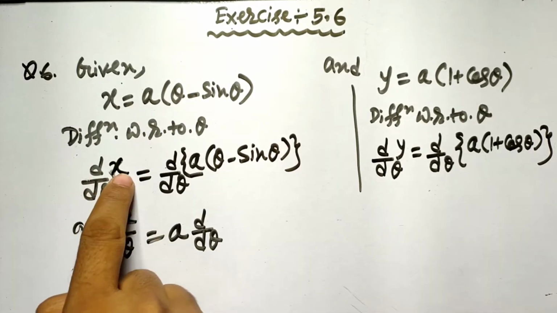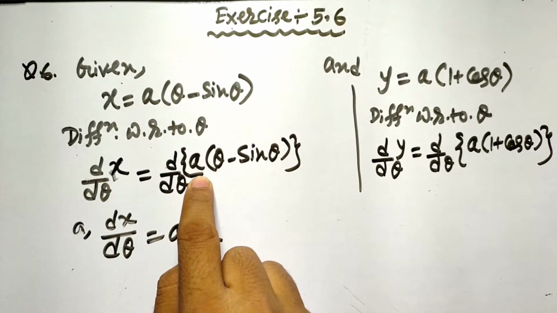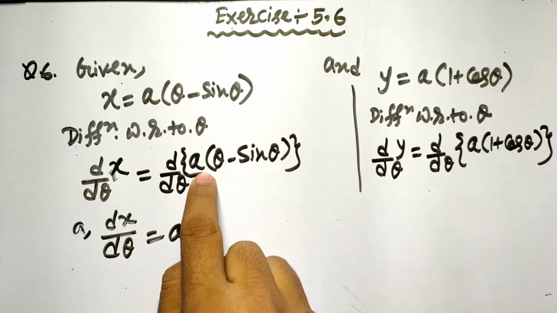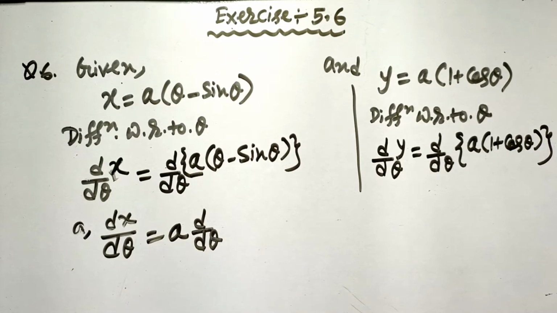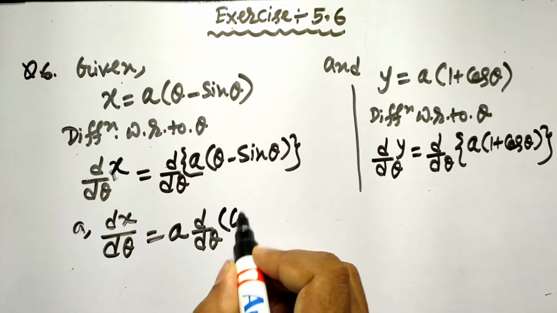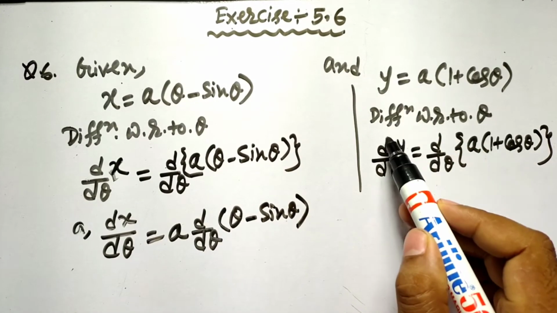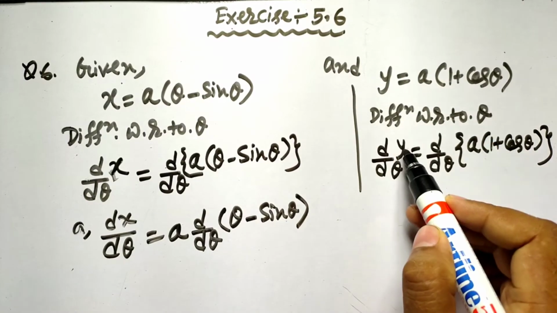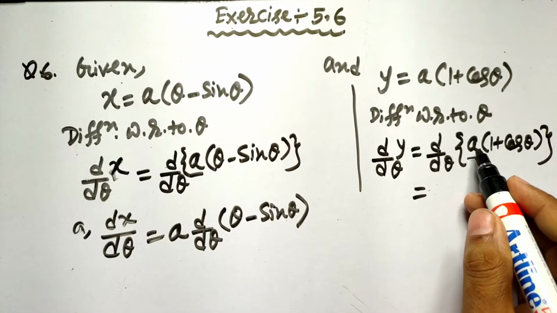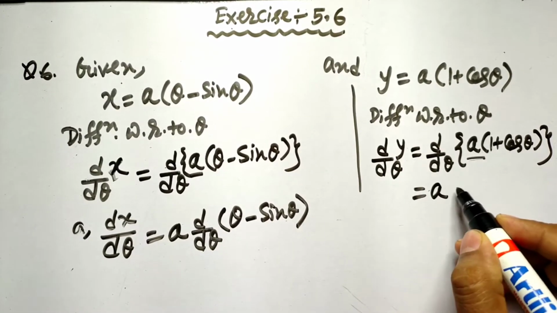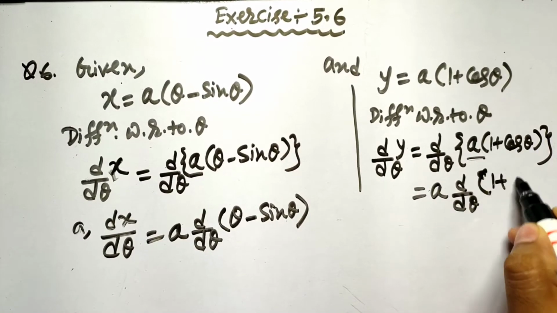So d by d theta of x equal to d by d theta of this. Here a is constant, so you can take a before the derivative. So I have written a here, then theta minus sin theta. Similarly you can write d by d theta on both sides. So the derivative of y equal to the derivative of this. So here also a is constant, so you can take a outside, d by d theta of 1 plus cos theta.